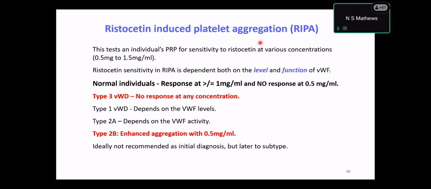Then there is ristocetin induced aggregation, where you test the individual's platelet-rich plasma for sensitivity to ristocetin at various concentrations. So in type 3, you have no response at any concentration because there's absolutely no von Willebrand factor. Type 1 will depend on the von Willebrand level. Type 2A will depend on the von Willebrand activity. Now, the platelet aggregation, for that we're going to do platelet aggregometry, that I'll probably go to the next stage and show you. But there is type 2B.